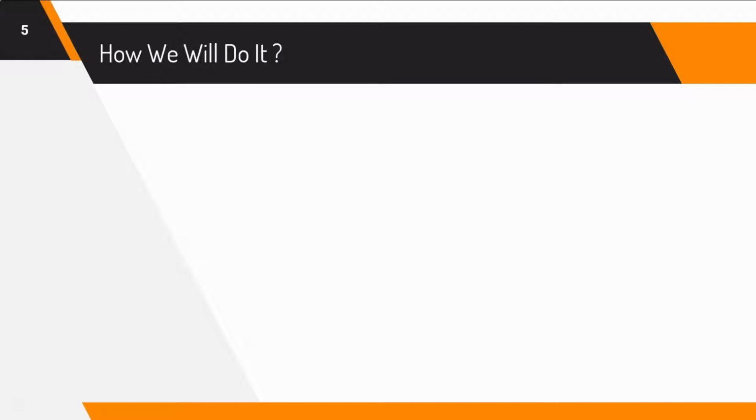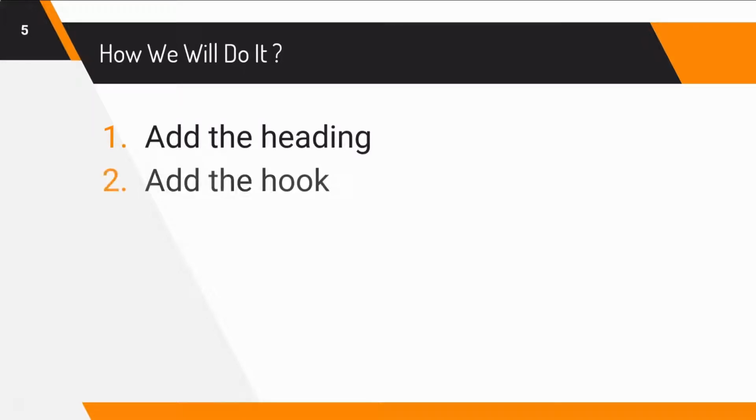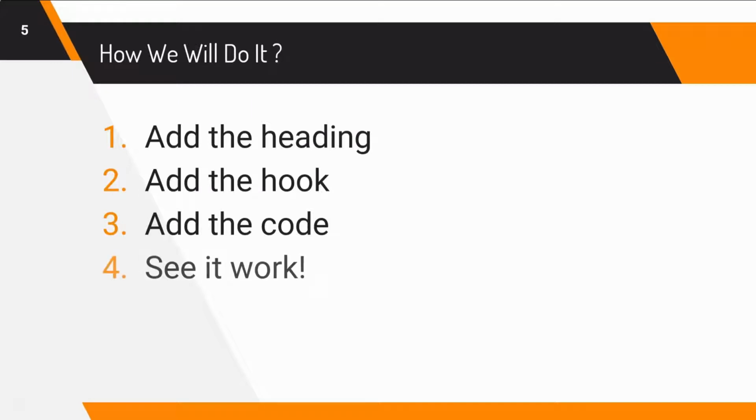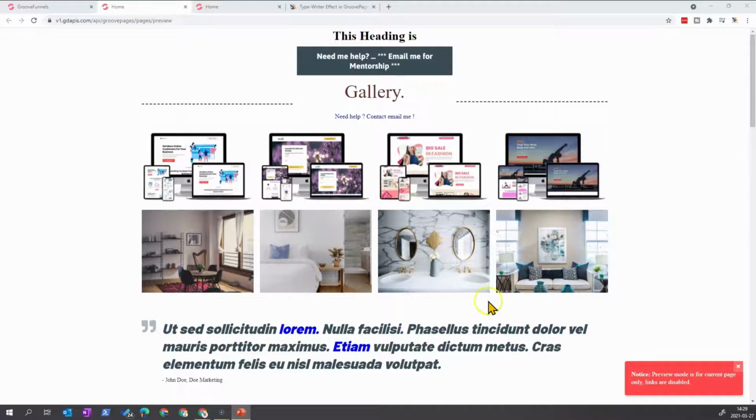So how will we do it? We will add a heading, but I already did this in my page, but you need to add a heading to your page. You need to add the hook, or actually name your heading, so the code that we will put in the page will know what heading to look at. Then we will add our code. This is a 2-part series, and we will see it work. So let's get into it.